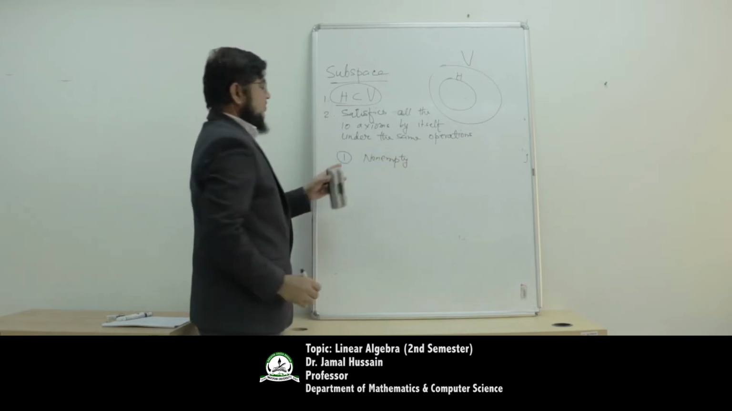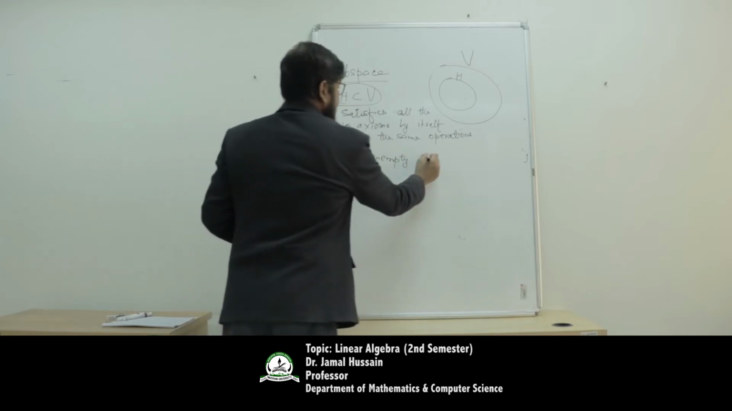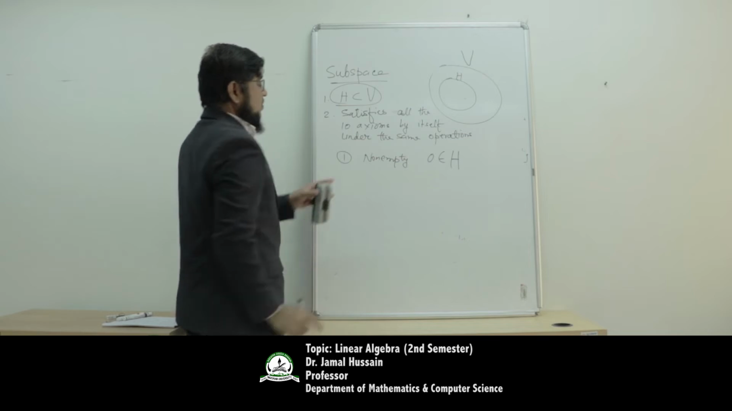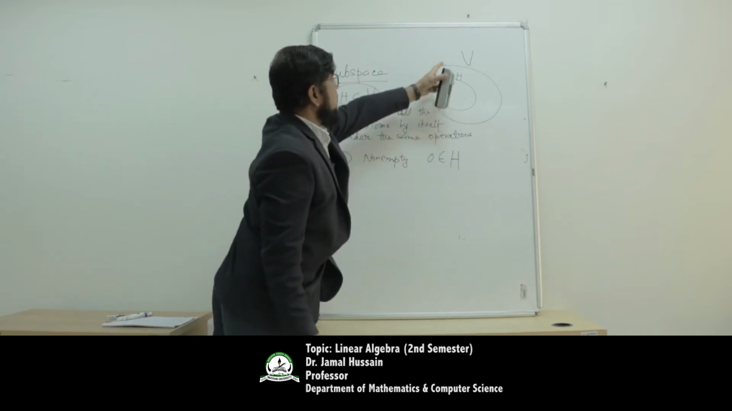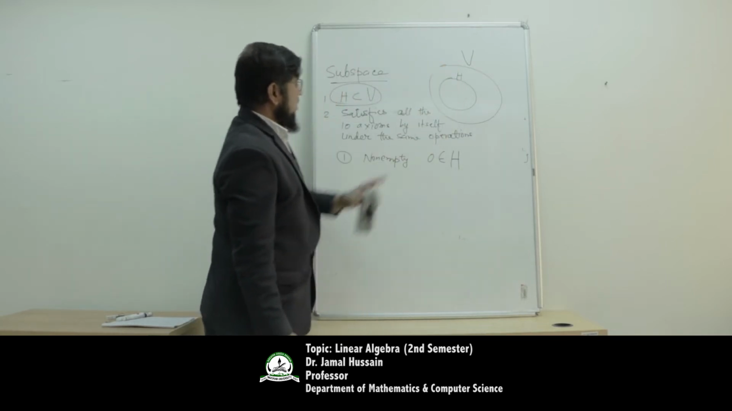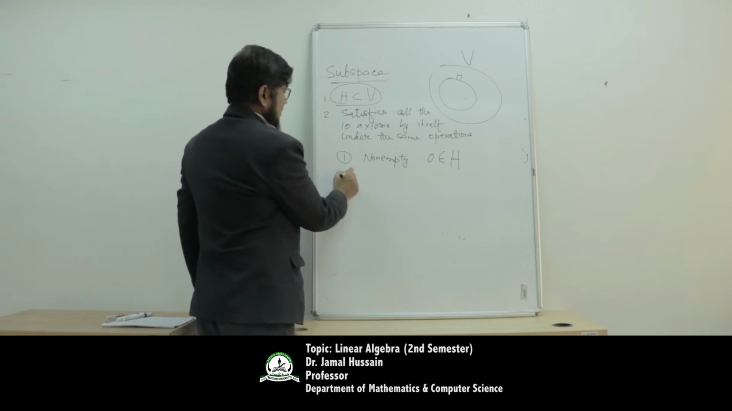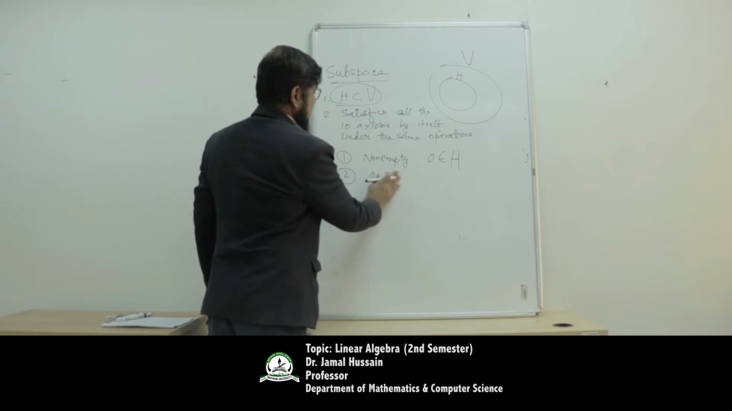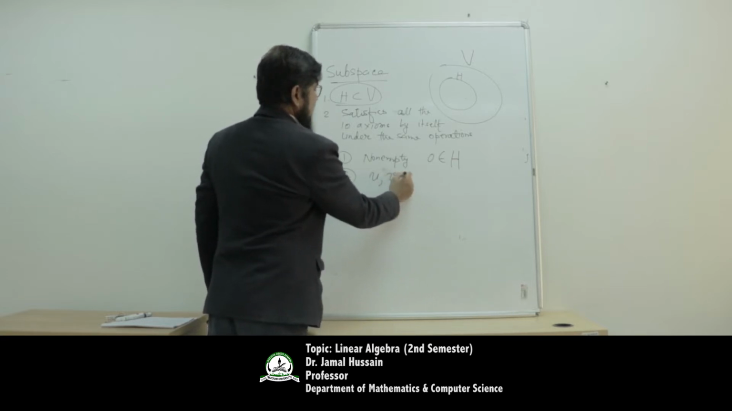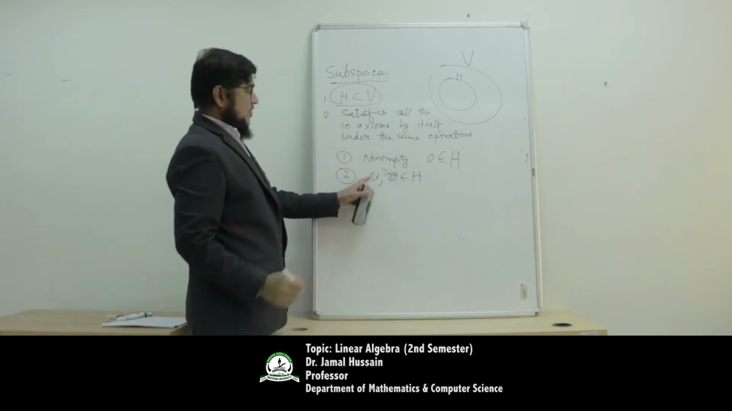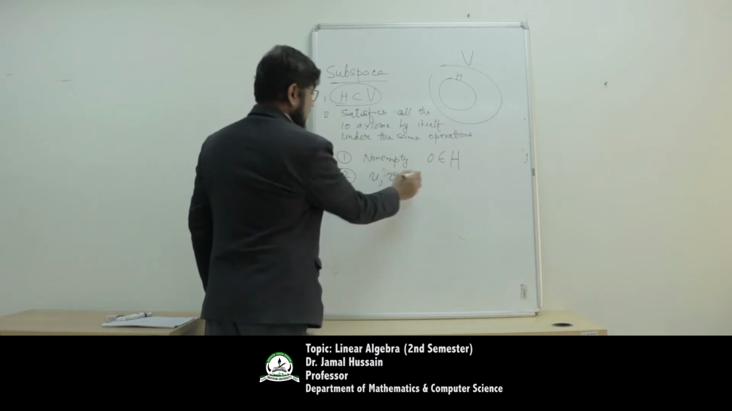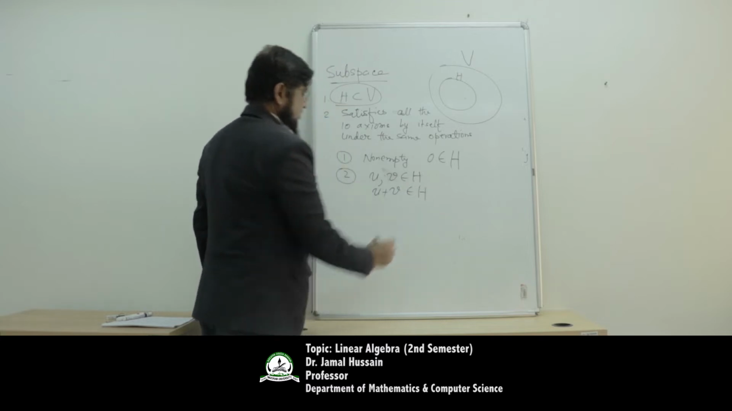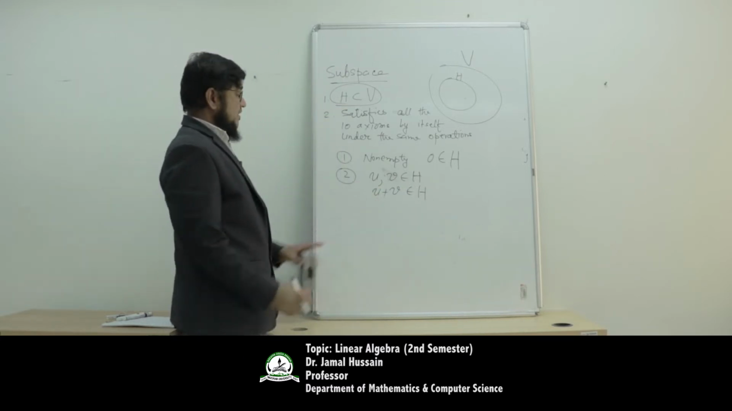Non-empty means at least one, namely this 0 must belong to H. 0 of V must belong to the subset also. The 0 that was here must belong to H also. And number two, if I add any two vectors U and V in H, for any two vectors U and V in H, if I add them, it must belong to H. This is the closure property again.